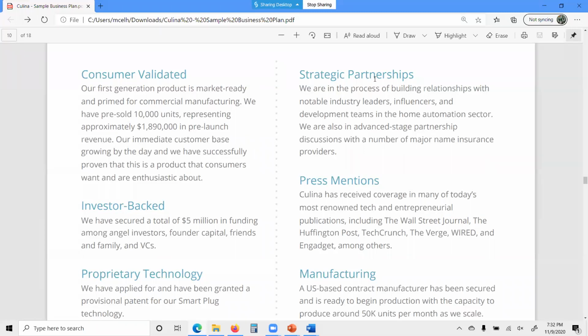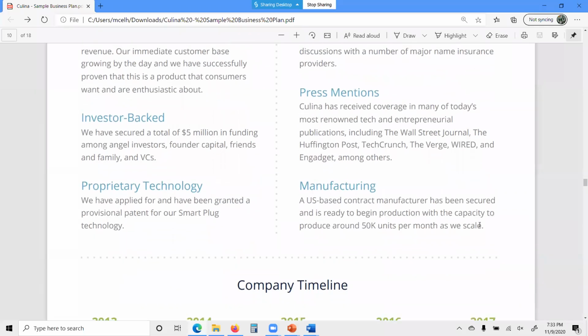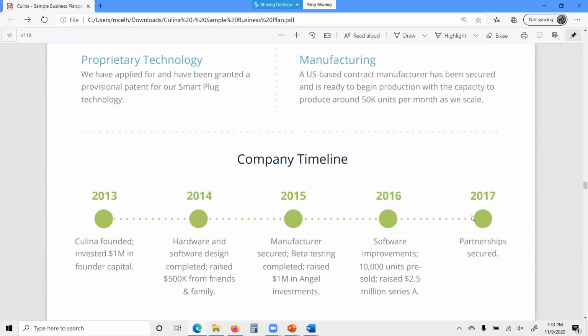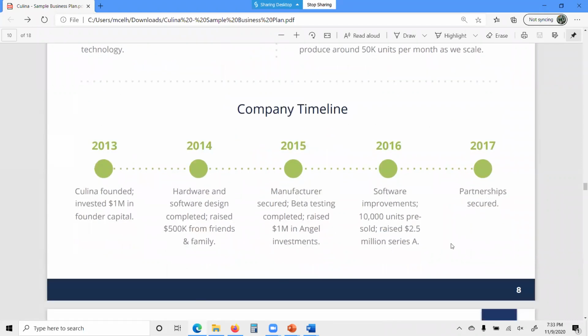Have they been in the press? There's been some mention in the Wall Street Journal, Huffington Post, Wired magazine, things like that. And what kind of manufacturing were they looking at? Capacity of 50,000 units a month as they go up. So they did have a company timeline from the founding to present, and present was 2017 when this was written.